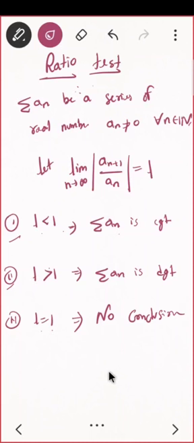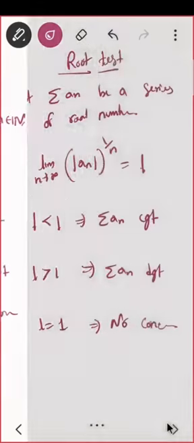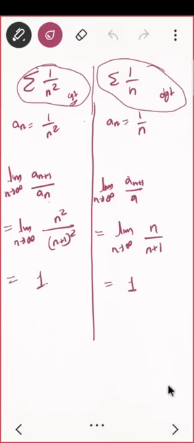Is that clear? You saw I gave you two examples where the limit is 1 but they are not convergent, even divergent also. Can you apply the same thing for the root test?